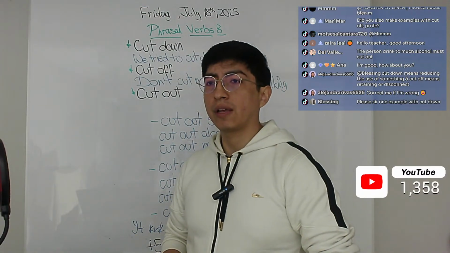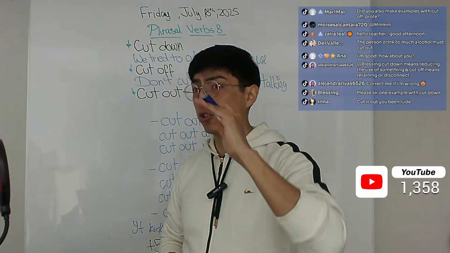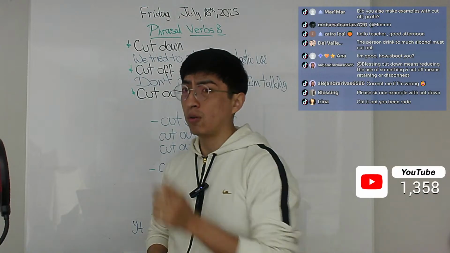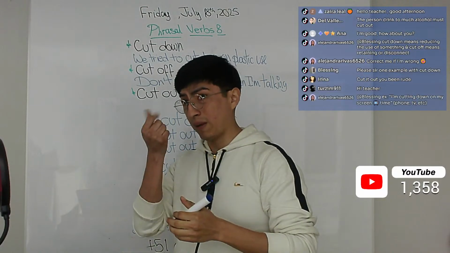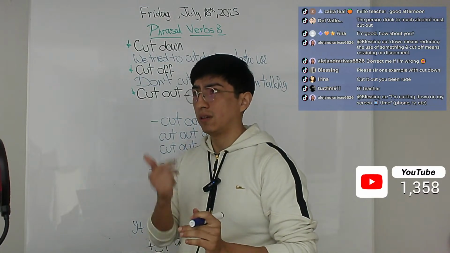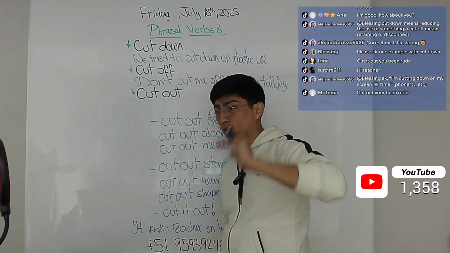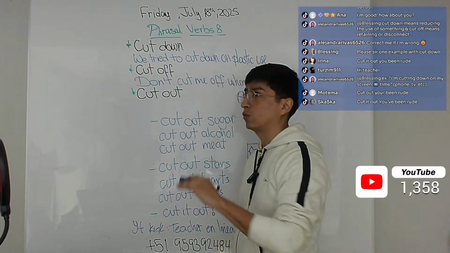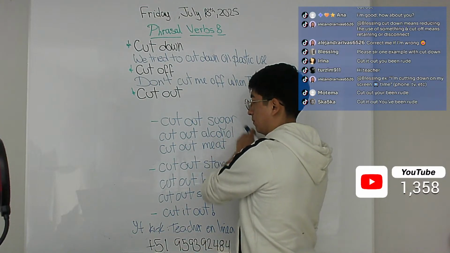Okay, please, sir, one more example with cut down. Cut down is to reduce. Cut down on, in this case. Cut down on sugar, cut down on alcohol. You have to reduce alcohol in your life. You need to cut down on your expenses. Maybe you are spending a lot of money. You need to reduce your expenses, the money you use. But cut out is to completely stop doing something. Cut out sugar, not eating sugar anymore.